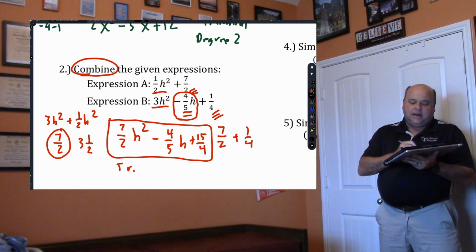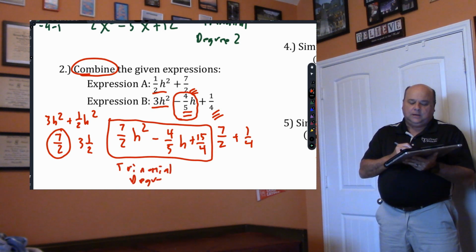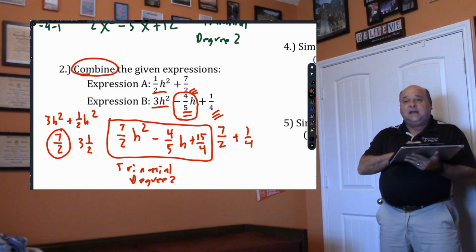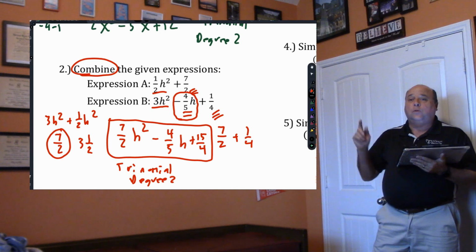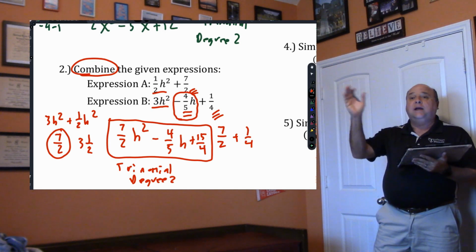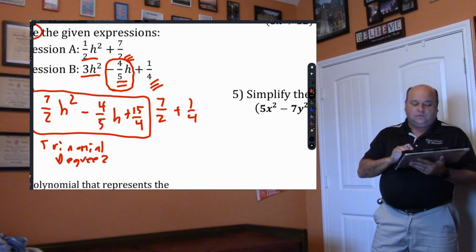Okay, it's a trinomial, and it has a degree of 2, doesn't it? Notice how the exponents go from big to small. It's really important you're putting that in the right order, okay? The letters, if there's different letters, they would go alphabetically. Let's go to number 3.